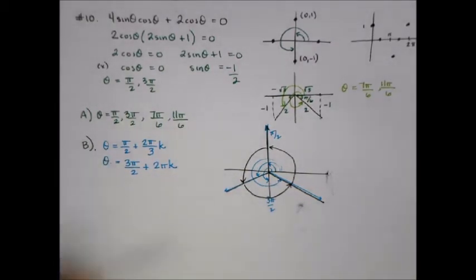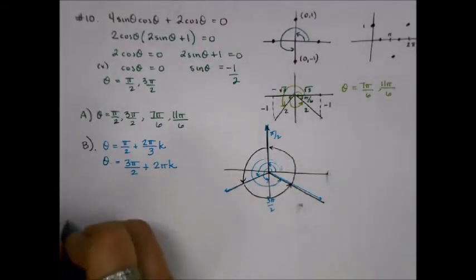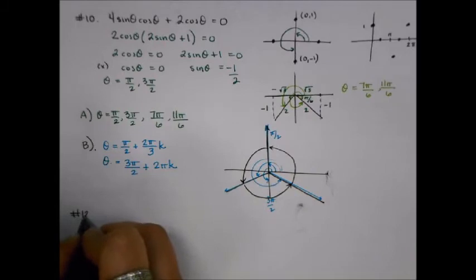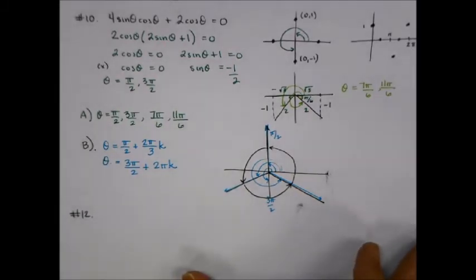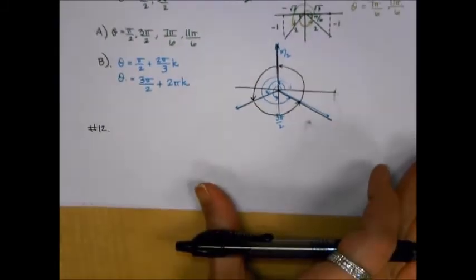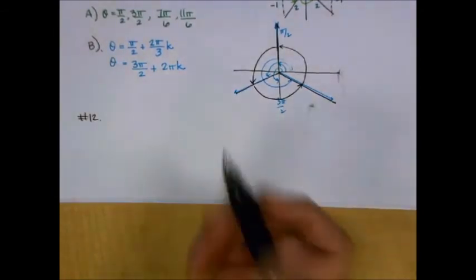So we have one more problem. So number 12 is the last one I'm going to show you here. Now number 12 is not a problem that asks for both parts A and B. It's just asking for part A. So we're just going to solve this one by factoring.